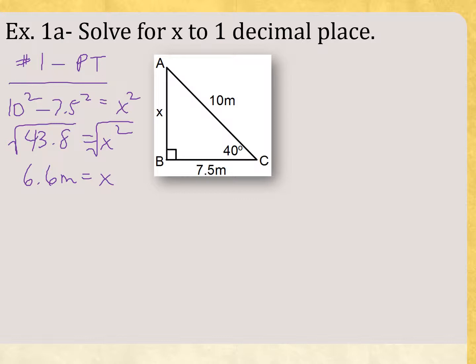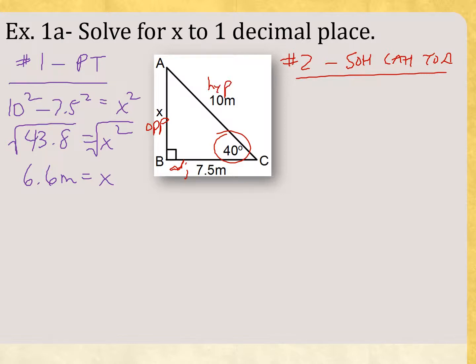Option number 2. You could use SOHCAHTOA. How do you use SOHCAHTOA? Circle your reference angle. It's never 90, remember that. So 40. Label your sides: opposite, adjacent, hypotenuse.